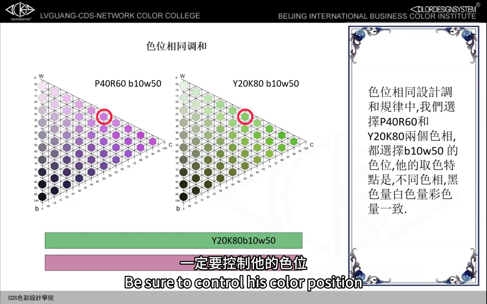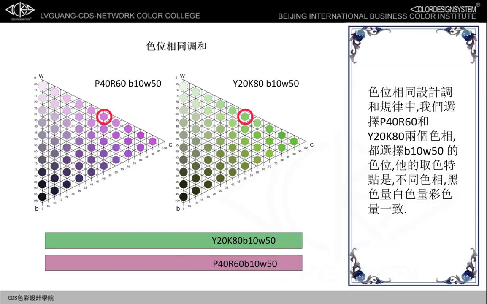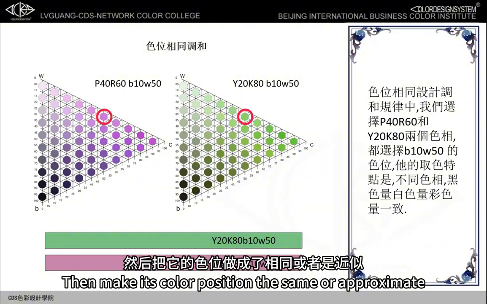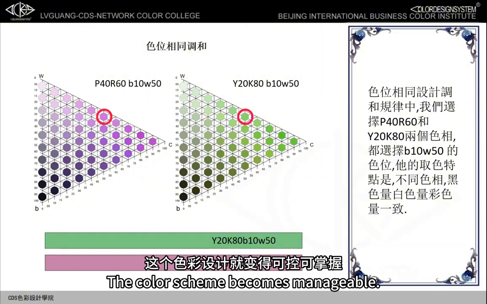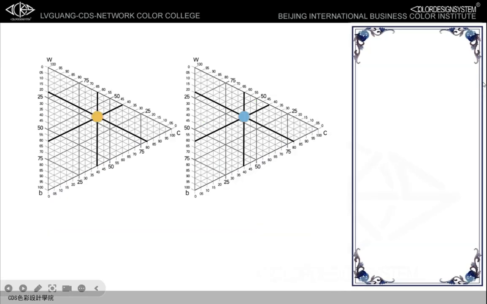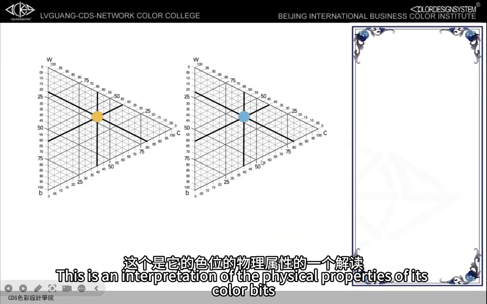be sure to control their color position. Then make the color position the same or approximate. The color scheme becomes manageable. This is an interpretation of the physical properties of its color position.